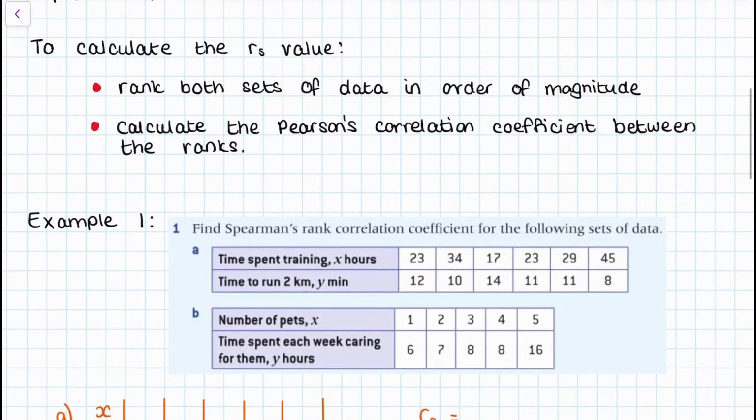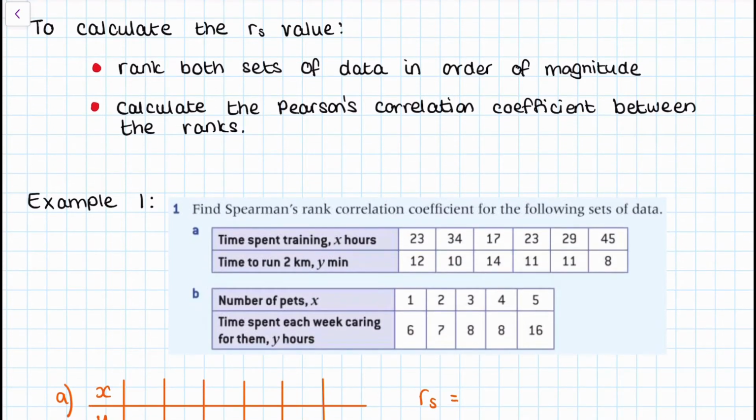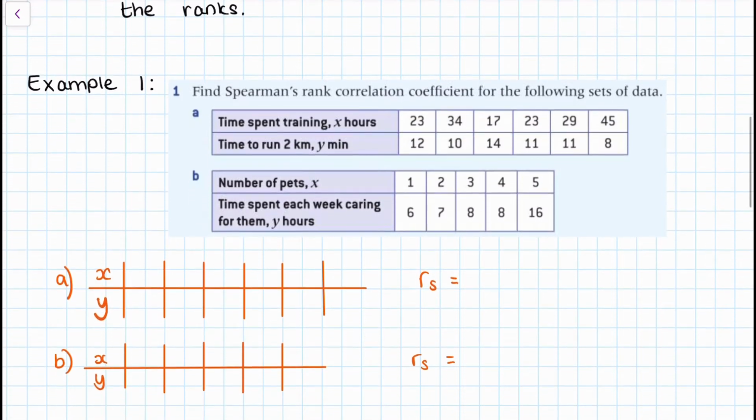Here's our first example: find Spearman's rank correlation coefficient of the following sets of data. The first one, we've got time spent training, which is X hours, and time to run 2 kilometers, which is Y minutes. When we are ranking, we look for the largest value first. For time spent training, the largest value is 45. We're going to give that a rank of 1 because it's the highest value.